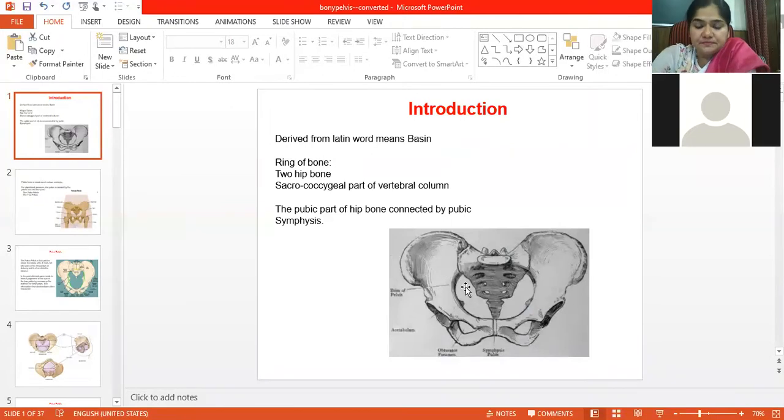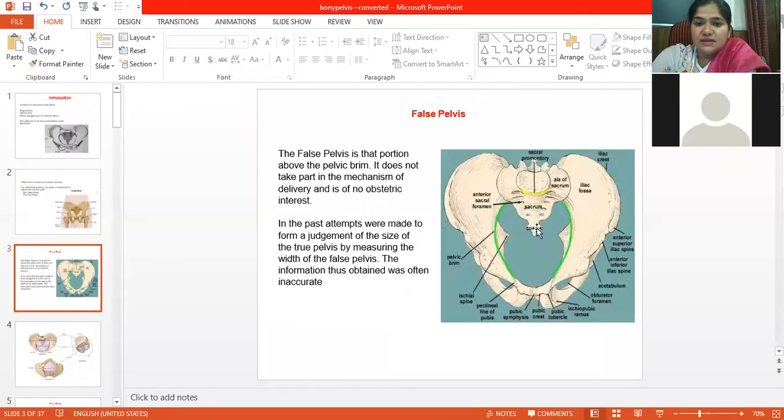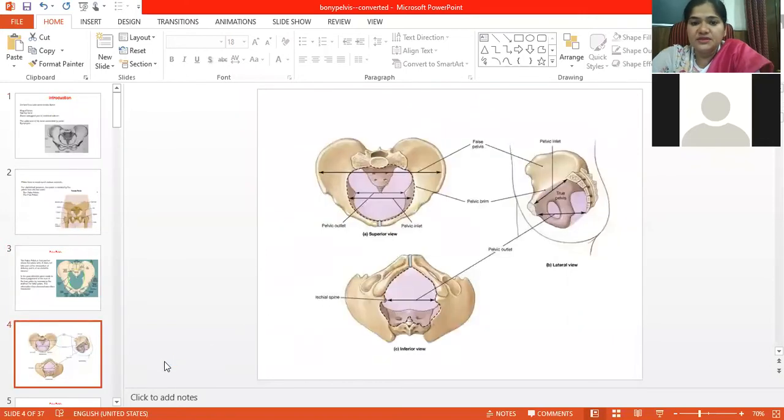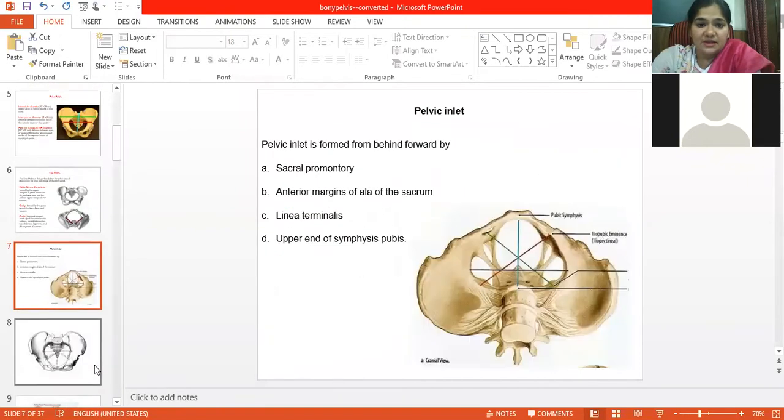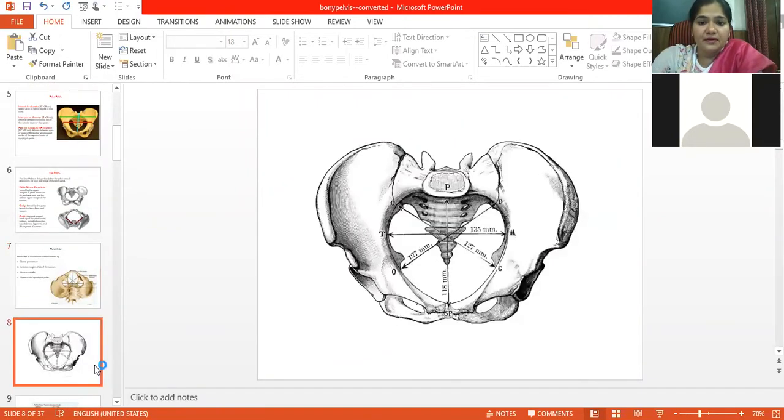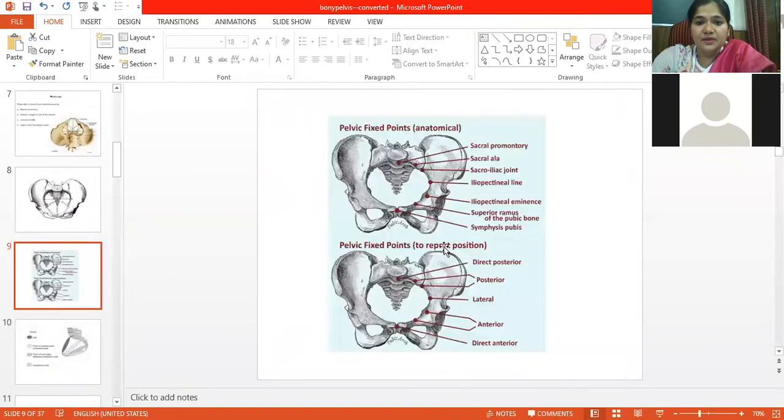So this is the typical bony pelvis. Now these are the landmarks on the bony pelvis. As we discussed, I have a few good slides ahead. I'll just tell you, right? So these are the diameters of the inlet. Then the fixed points on the pelvic brim: symphysis pubis, superior ramus of pubis, iliopectineal eminence, iliopectineal line, sacroiliac joint, ala of sacrum, and sacral promontory are the landmarks, right?